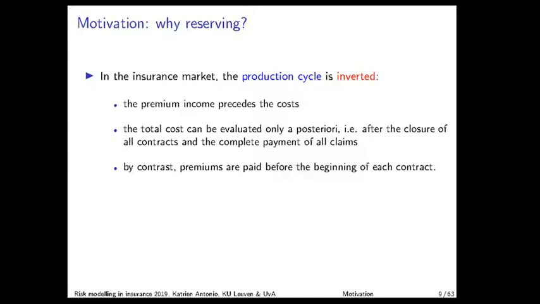But as we said, on the contrary, premiums are paid before the start of such a contract. Now, because of this inverted production cycle, at any point or at any evaluation moment, denoted here as tau, the insurer will predict his outstanding liabilities with respect to contracts sold in the past. This estimate is referred to as the claims reserve. It is the capital necessary to settle claims from past exposures.